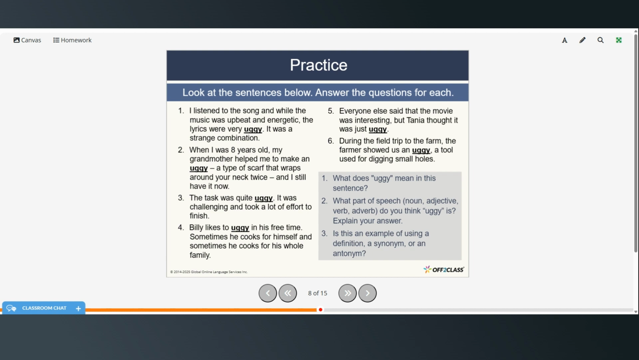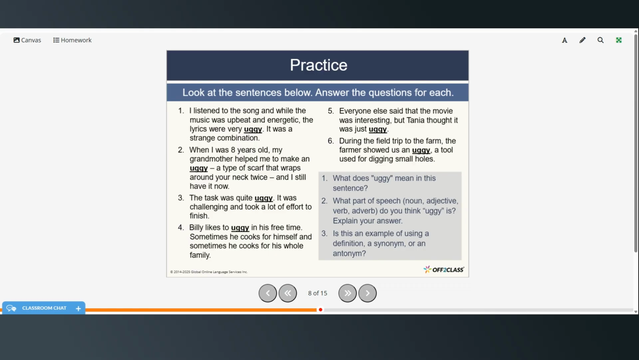The task was quite ugly. It was challenging and took a lot of effort to finish. So here, ugly would be an adjective describing the task, meaning challenging and took a lot of time to finish. Again, that would be like a synonym or a definition. Billy likes to Uggy in his free time. Sometimes he cooks for himself, and sometimes he cooks for his whole family. So here, Uggy is a synonym for cooking, and it would be a noun.